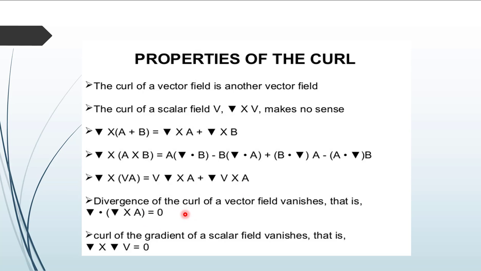Next, the divergence of the curl of a vector field vanishes, means if I take the curl of a vector quantity A and then take the divergence of that vector quantity, then it is equal to 0. The last property is that the curl of the gradient of a scalar field vanishes. That means if I apply curl, that is del cross, to a gradient, that is del V, then it is equal to 0. To apply a curl, we must have a vector quantity. Then del cross (A cross B) is one more important theorem. We are going to use this theorem in the next chapter.